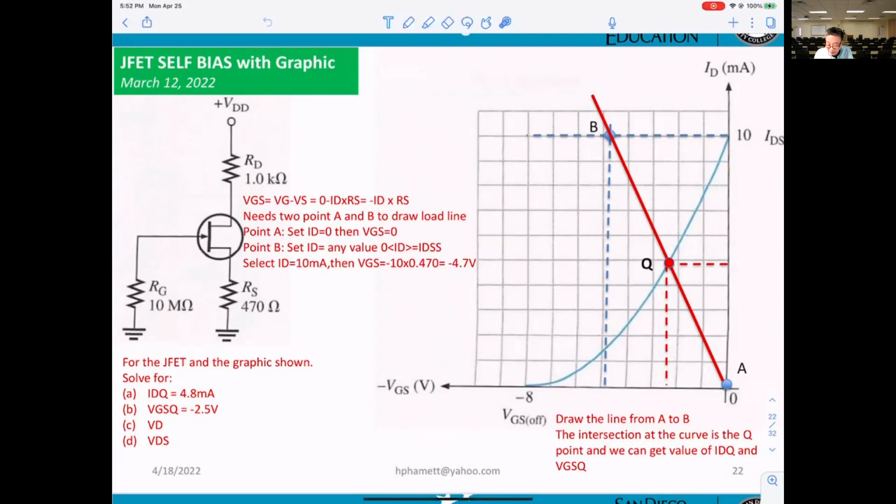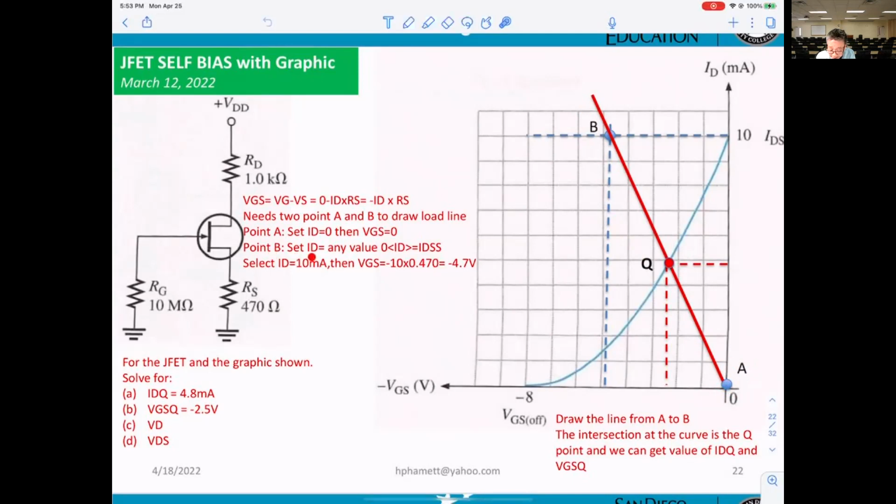First thing, they want to know what the first point will be, point A. From VGS equals minus ID times RS, at this point here, ID equals 0. VGS also equals 0. So you get the first point, say A here. And now we need the second point to draw the load line, point B.